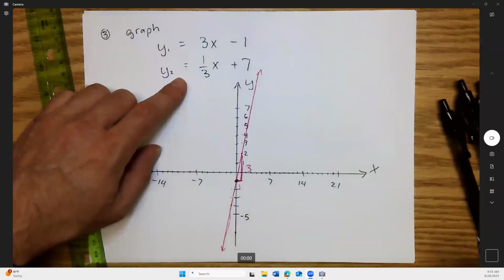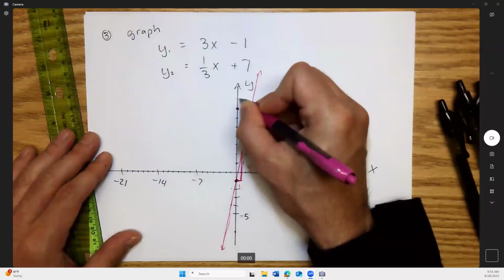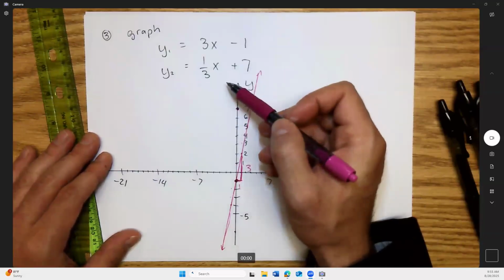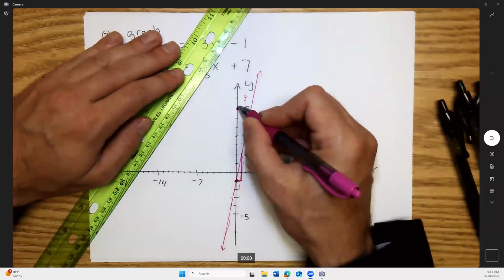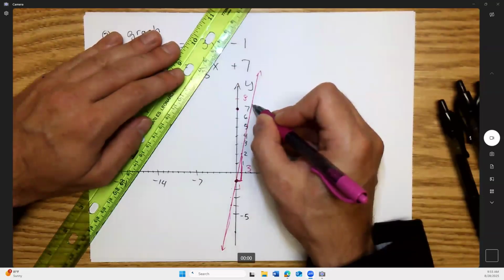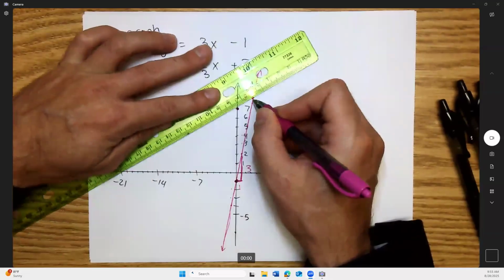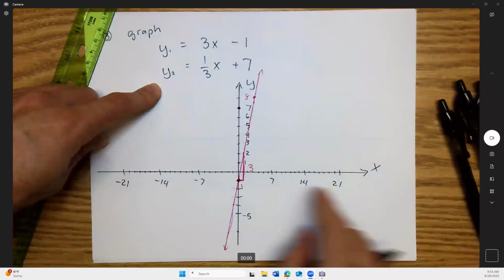How about this other equation? Guys, what's the y-intercept on this one? 7. That'd be way up here. Okay, and then the slope is what? Yeah, 1 over 3. So up 1 over 3. So if you go up 1 over 3, it's like right about there. Okay. What is the x-intercept going to be here? Like, where's it going to cross the x-axis?